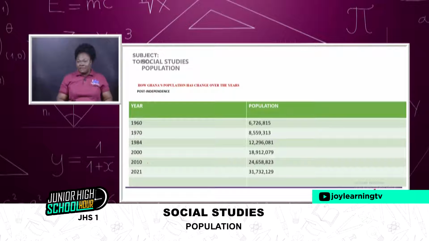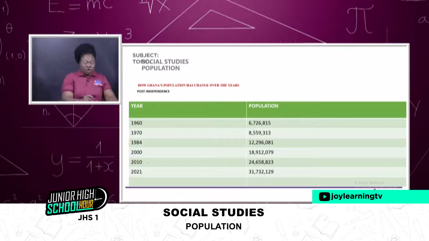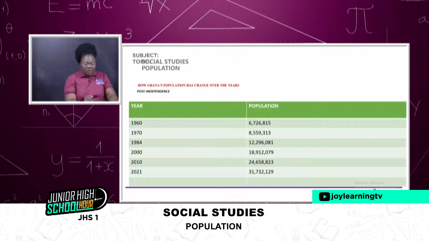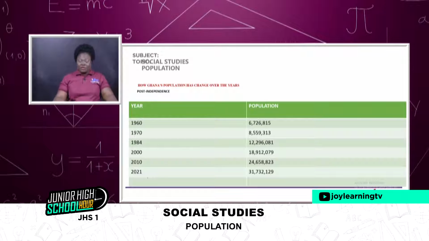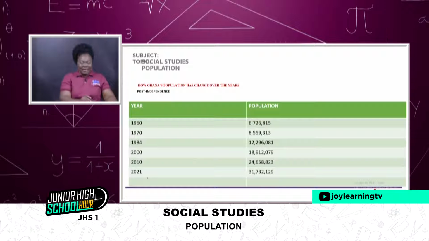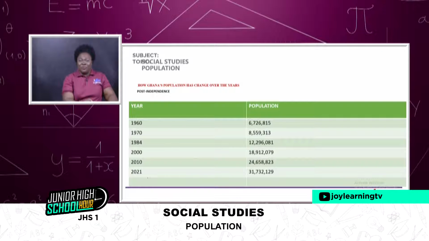Almighty COVID. The COVID came to scare us. And so it was done. It moved to 2021. So as I speak now, the population of Ghana is 31,732,129 persons that are living in Ghana. Wow, that's a lot of people. So the facilities that we have, can it contain? Well, let's see what the government does.